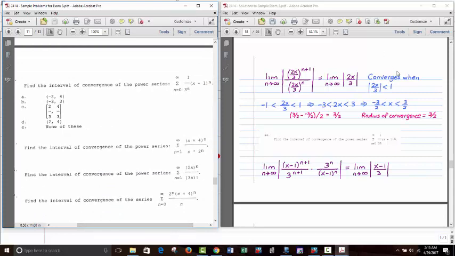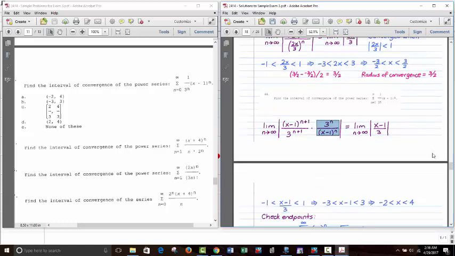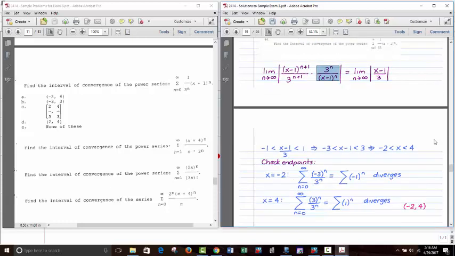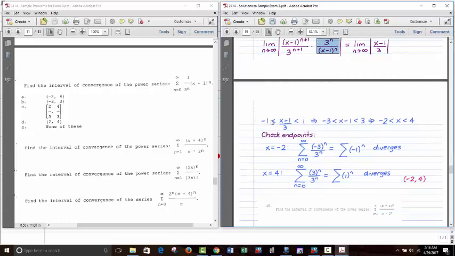The next one, basically it's x minus 1 to the n over 3 to the n. So I'm doing a ratio test where I have n plus 1 over n plus 1, multiplied by the reciprocal of the original. Flip it over. And I get x minus 1 over 3. So I have no x's left, that means no n's left. So we will have an interval. So you take x minus 1 over 3, put it between -1 and 1, because that's where the ratio test converges. Multiply by 3, then add 1 to all three parts. So you're between -2 and 4.